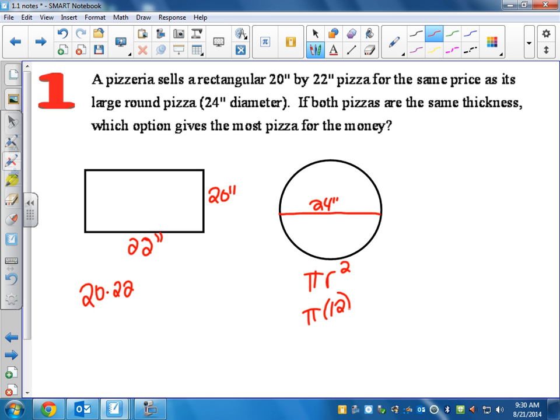12. I was trying to trick you. 12 squared times 5.